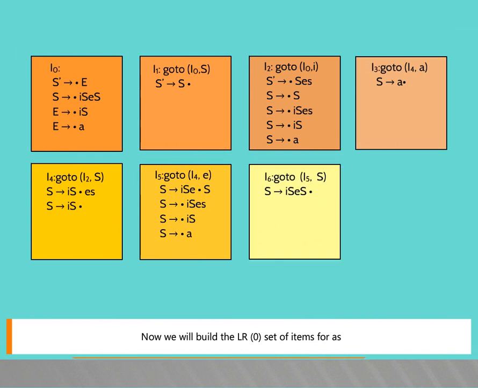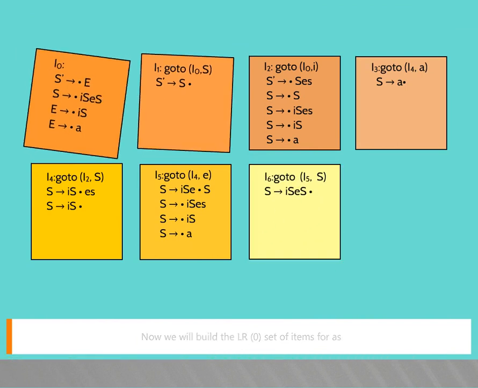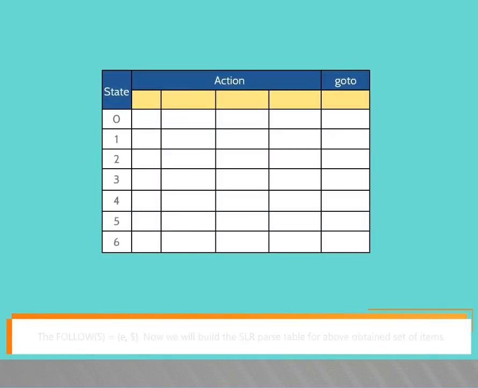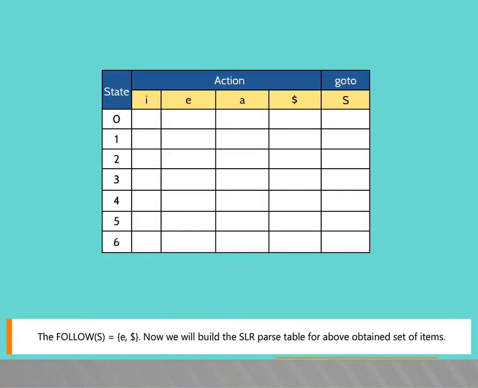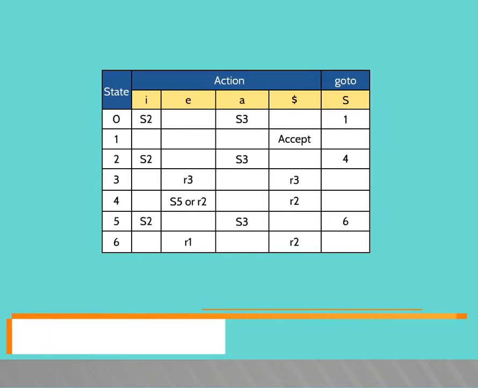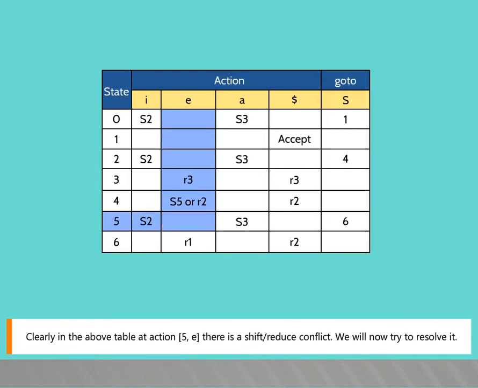Now we will build the LR(0) set of items for S. The follow of S is e, $. Now we will build the SLR parse table for the above obtained set of items. Clearly in the above table at action[5, e], there is a shift or reduce conflict. We will now try to resolve it.